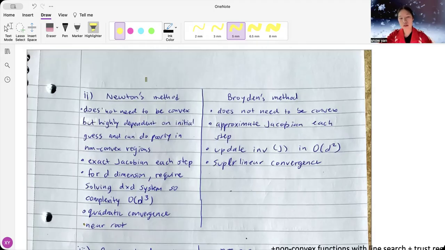It's very fast. On the other hand, we have Broyden's method, which does not need to be convex and does slightly better than Newton's method when it is kind of weird. It just approximates the Jacobian each step by updating the inverse Jacobian matrix in O(D^2). So hence, one is cubed, one is squared. Obviously, for high dimension, it's better to use Broyden's method. And the only trade-off is that it's superlinear convergence because it's not exact, right? So I'd say if it's hard to calculate the Jacobian, for sure use Broyden's.